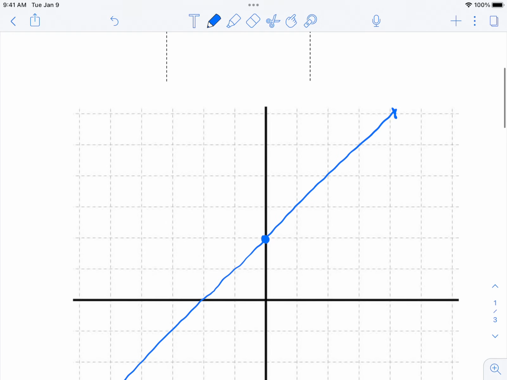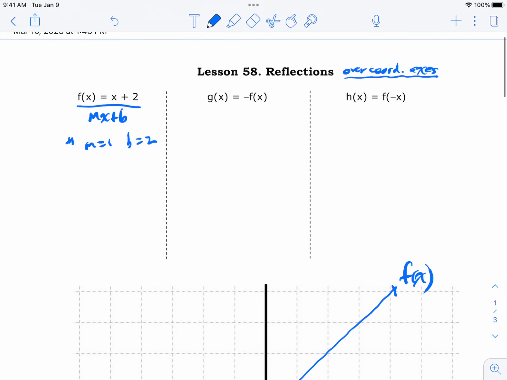So there's our line, I think I'll label it. That's our function f of x. So you don't have to start with something so basic. When you're doing these transformations, you can start with whatever function you feel like starting with. So I feel like starting with a line. So, okay, we'll start with that line.